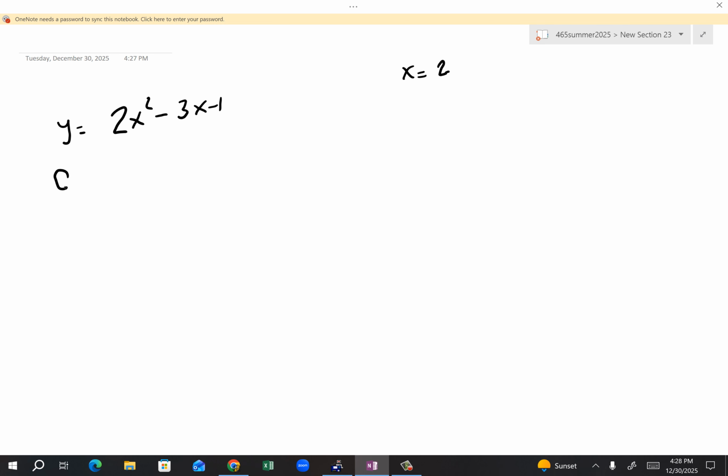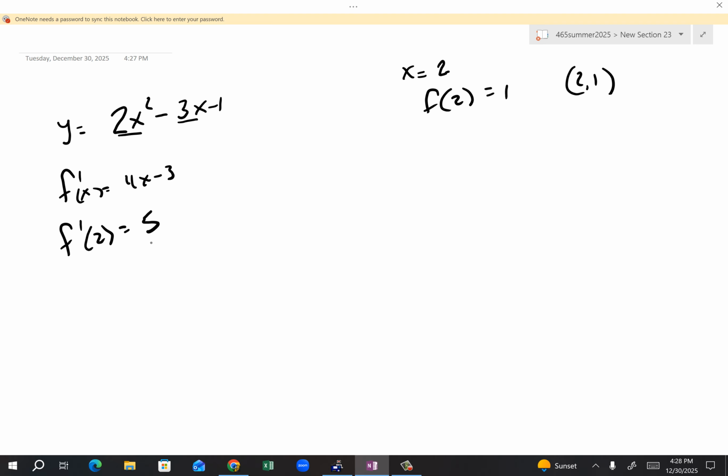And I want to predict. So f prime is 4x minus 3, of course. That means f prime of 2 is 5. That's our slope. And f of 2 is 8 minus 6, which is 2, minus 1. So the point (2, 1) is on my graph, and my slope is 5. So I can write y is approximately 5 times the quantity x minus 2, plus 1. That's true.